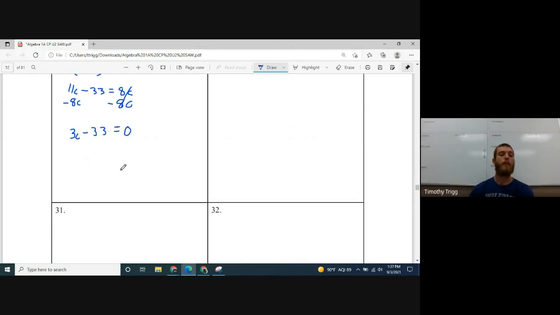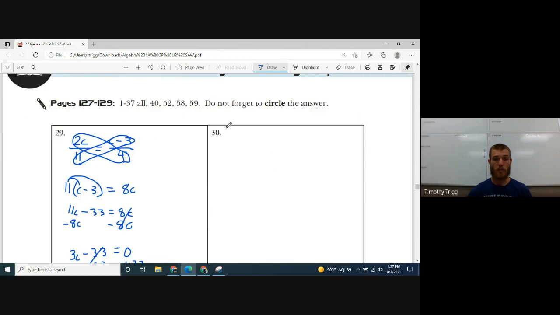Okay. Now we need to get c by itself. So what would be my next step? Hopefully you see that I would add 33 to both sides. Whatever you add to one side of the equation, you always add on the other side of the equation. That'll leave us with 3c on the left equals 33 on the right. Divide by 3 on both sides of the equation to get c by itself. 33 divided by 3 is 11. I want you to go ahead and try number 30 on your own.